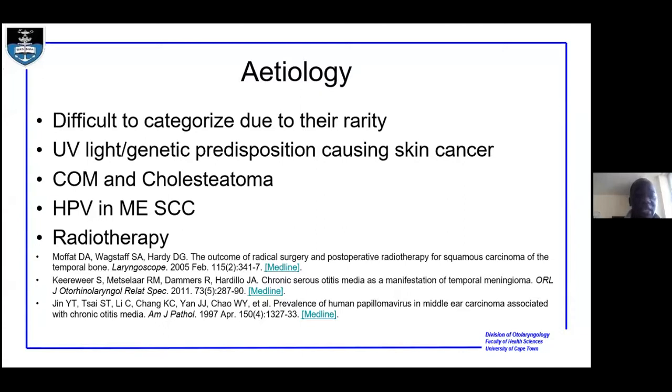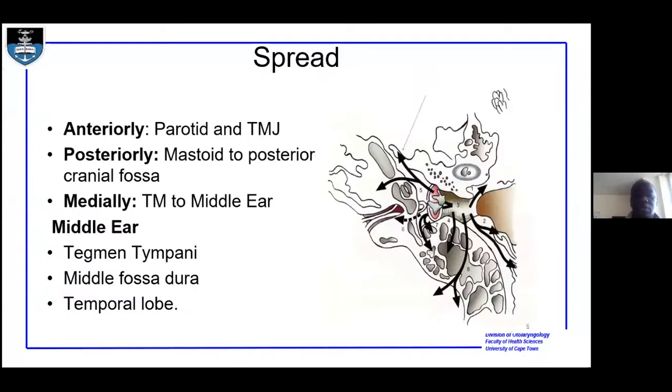HPV in middle ear SCC has also been reported in literature, as well as radiotherapy. In terms of spread, from the external auditory canal, the tumor can spread anteriorly into the parotid and the temporomandibular joint. Posteriorly, it can spread to the mastoid and from the mastoid then to the posterior cranial fossa. Then medially, it can spread to the tympanic membrane and to the middle ear.